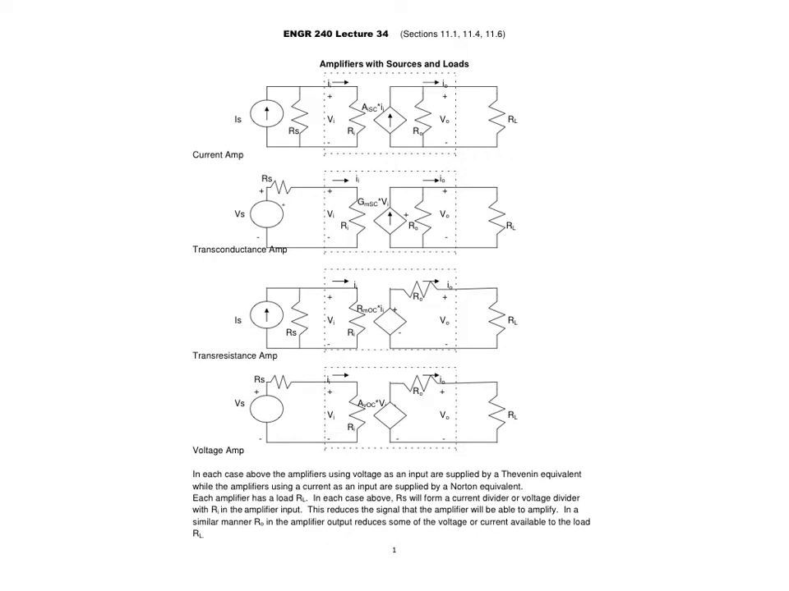To be useful, an amplifier has to have some type of input signal, and it has to have some type of load. So in this case, we have taken the 4 amplifier types and we have added a load that we call R sub L to each of them. Then, if the input is going to be a current, in other words, if it's a current amp or a transresistance amp, we have added a Norton equivalent as the input. If the expected input is a voltage instead of a current, we have added a Thevenin equivalent here for the transconductance amp and the voltage amplifier.